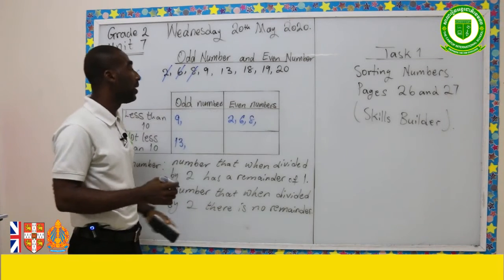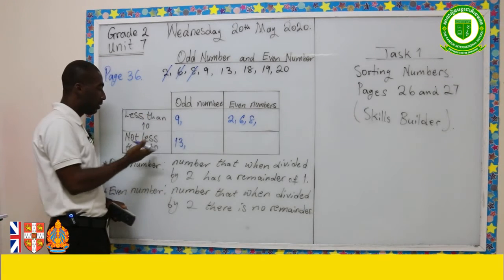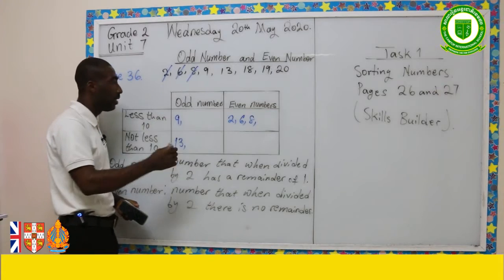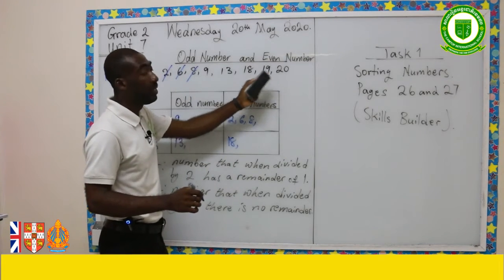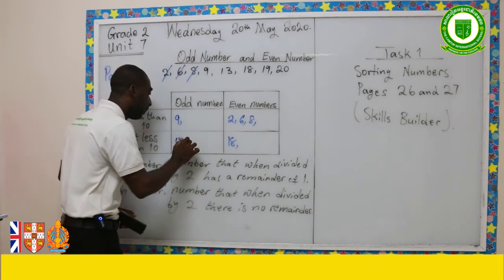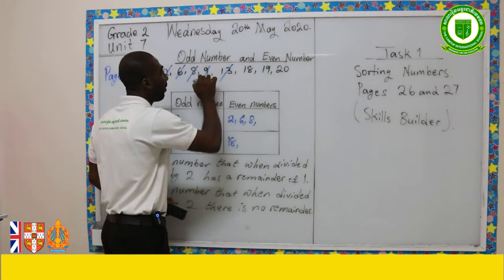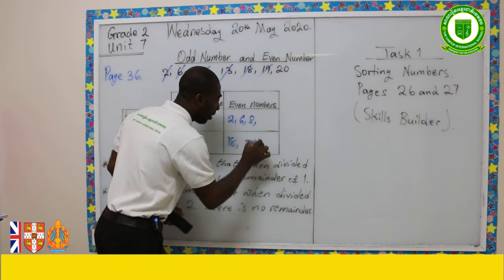You continue with 18, which is also an even number, but not less than 10. Not less than 10 means it is bigger than 10. So we have to put our 18 here. 19 is an odd number, so that will be here. And our 20, so we have to strike this one out. So your 20 is this one.